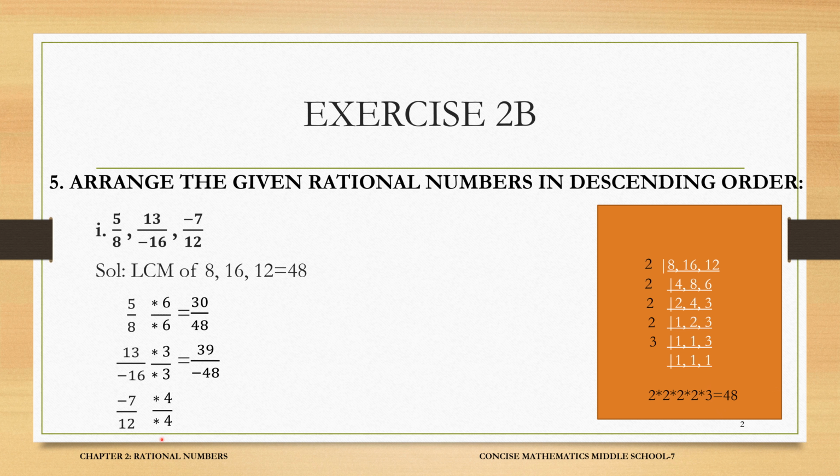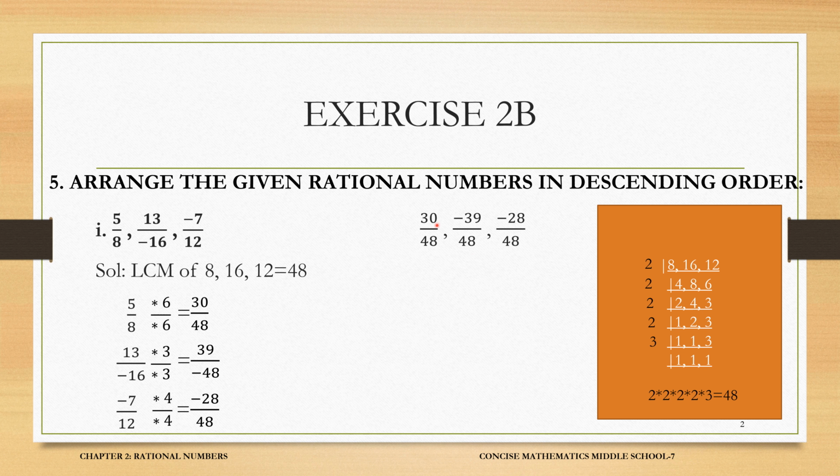So now compare these three rational numbers. Let me write it separately. Here I have written all the three rational numbers, right? The minus is in the denominator, you can just place it in the numerator. That is minus 39 by 48.